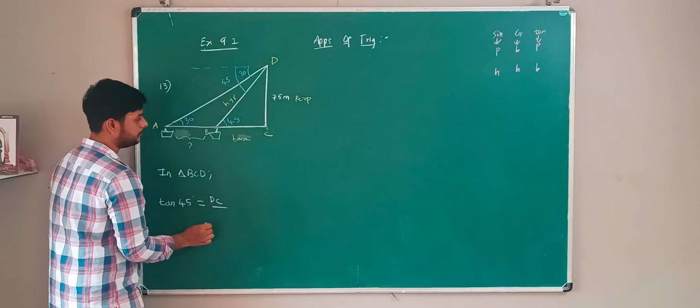Understood the question? From here to here, it takes 6 seconds. From here to the tower, how much will it take? The height of the tower is not given, so it is h. This distance I don't know, so I will take it as x. And this is 60 degrees. I will name the points: A, B, C, D. Which triangle should I begin with? BCD. Why? Whenever 60 degrees is there, I will get h and x.